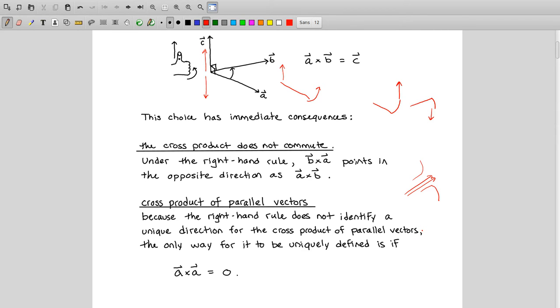Consequently, the direction of the cross product is not defined. And the only way we can resolve this dilemma, if the direction is undefined, is if the magnitude happens to be 0. Because if the magnitude is 0, then it doesn't matter which direction the vector is pointing. It doesn't have any length, and so it's not pointing anywhere. So this right-hand rule construction of the cross product suggests that parallel vectors will have a 0 cross product. And we'll see that that is true once we obtain a formula for it later on.